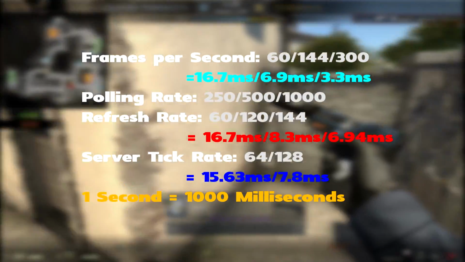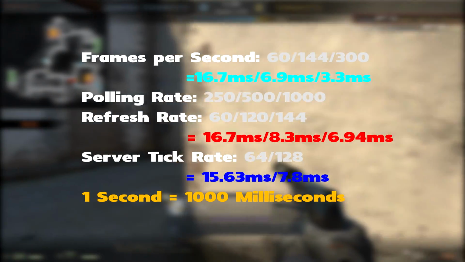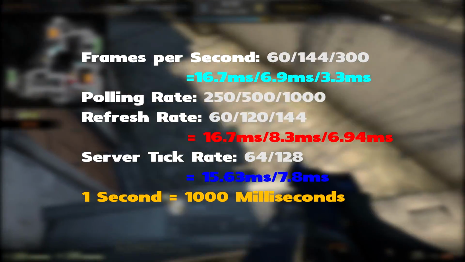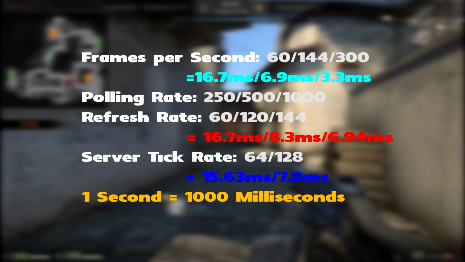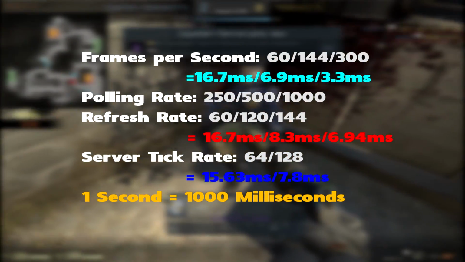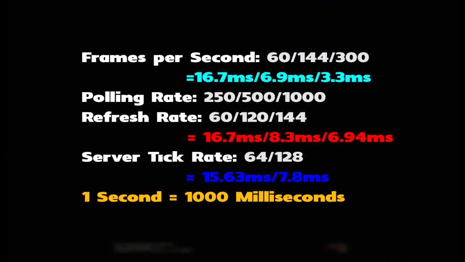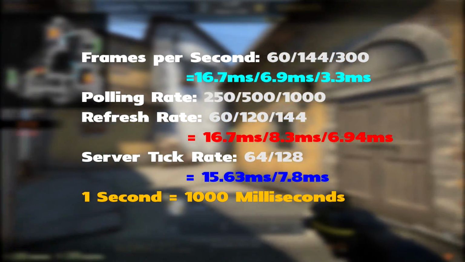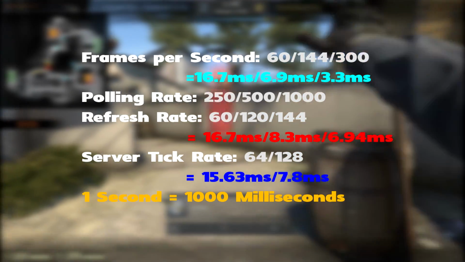Today I'll explain to you guys the benefits of 128 tick versus 64 tick. Alongside with that, I'll also explain the common misconceptions and placebos regarding the topic. So first of all, we have to explain four things: frames per second, polling rate, refresh rate, and then server tick rate. Keep in mind those are all in relation to milliseconds, so we'll use the millisecond number as a common ground. First of all, frames per second.